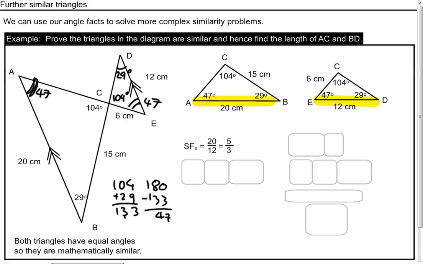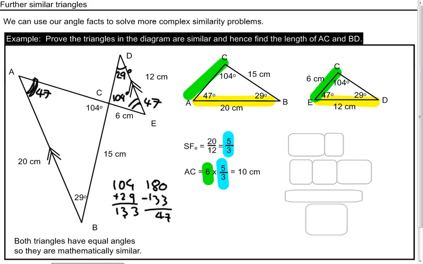So to find AC, I need to take its corresponding side and multiply it by the scale factor. So AC is equal to the corresponding side, which is 6 long, times my scale factor. A long way of doing this, 6 times 5 would give me 30, divided by 3, 10 centimetres.